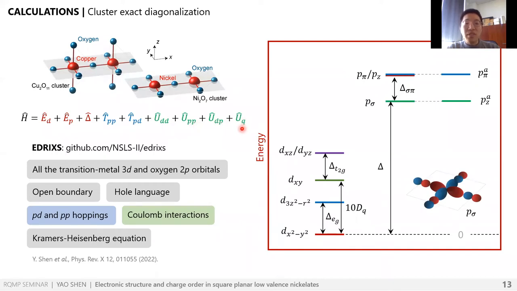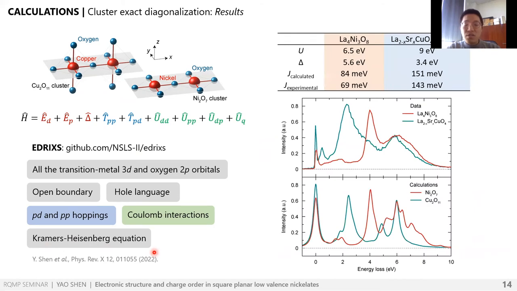And U_Q is the core hole potential. In the basis, we include all the 3d and the 2p orbitals, construct the Hamiltonian with open boundary conditions, and calculate the RIXS cross-section using the Kramers-Heisenberg equation. And we search through the parameter space and find the combination of parameters that can well reproduce our results. The upper panel is the data and the lower panel is the calculations. And you can see they are pretty consistent.